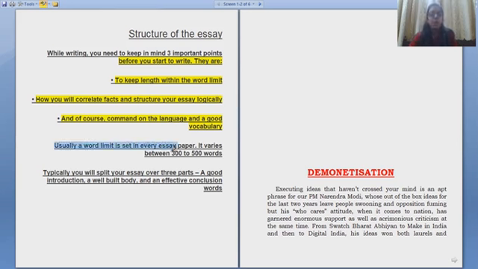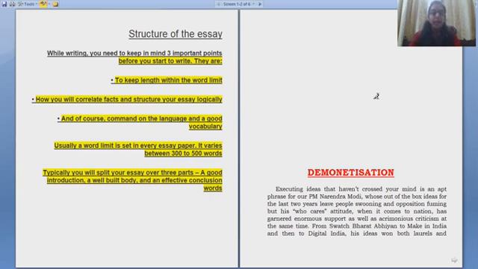Next, usually a word limit is given for an essay, which we have already discussed. It will vary from 300 to 500 words. Basically, your essay will be split into three parts: an introduction, a well-built body, and a conclusion. We have already told you that an essay is divided into three categories: the introduction, the body paragraphs, and the effective conclusion.